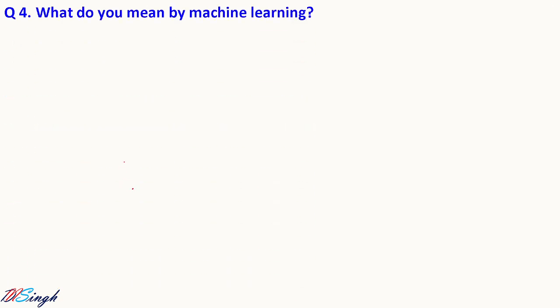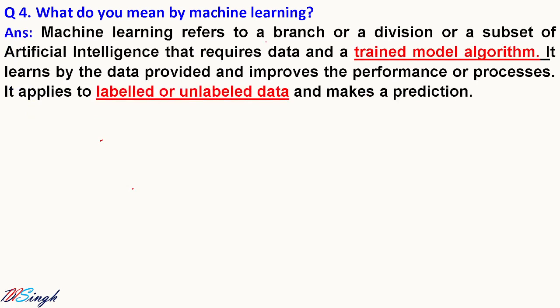What do you mean by machine learning? So this is a new term for you. If you have studied it well, definitely you will know what machine learning means. Machine learning refers to a branch or subset of artificial intelligence that requires data and a trained algorithm model. It learns from the data provided and improves the performance or the processes. It applies to labeled or unlabeled data and makes a prediction.